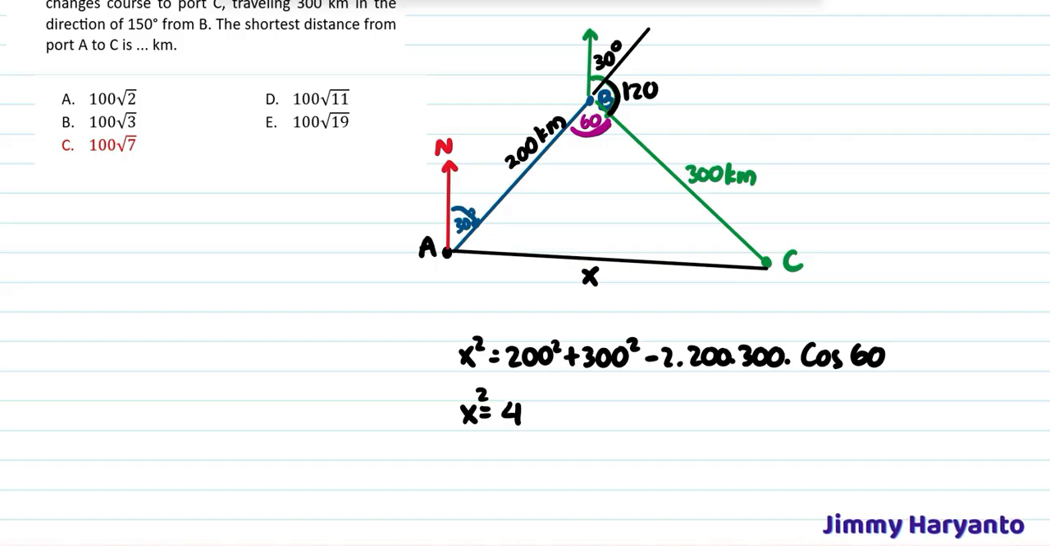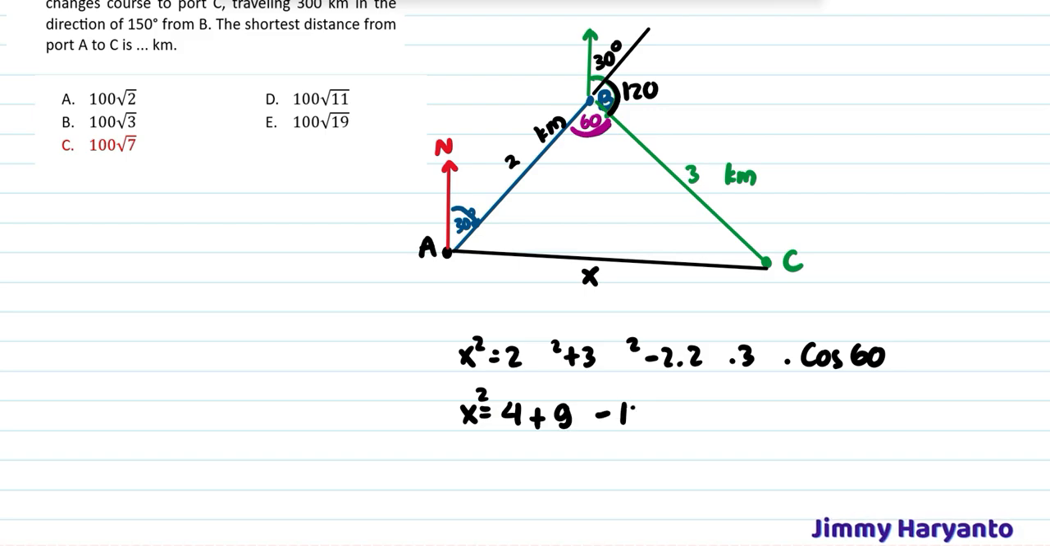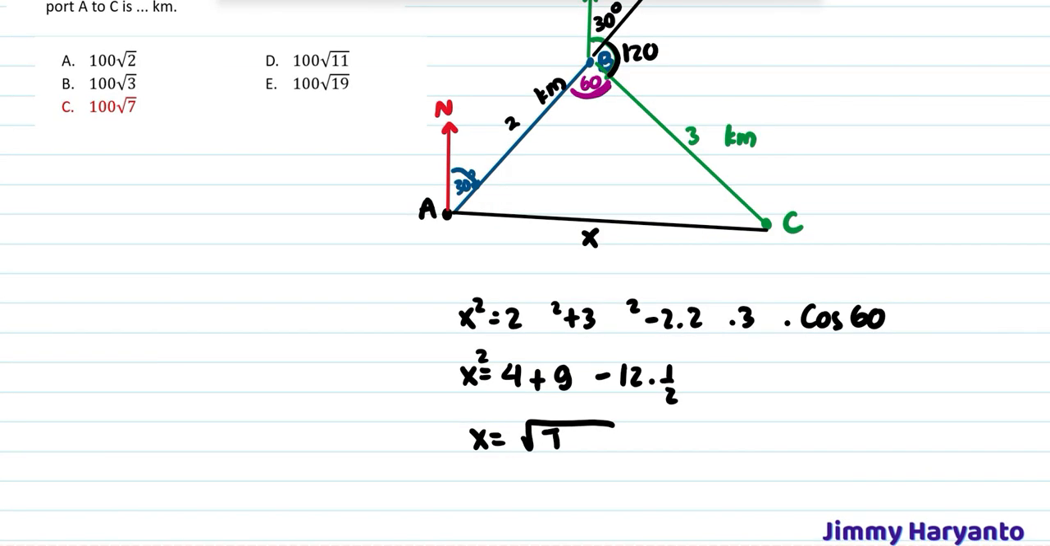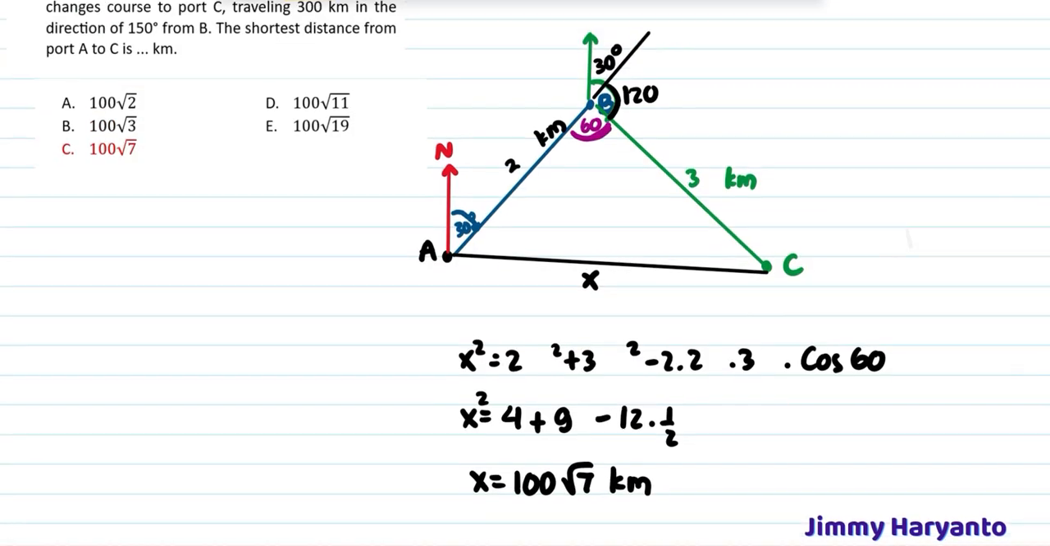Okay, and then we only have to calculate. Okay, I have an idea for this one. Let's pretend that this one is not 200 and 300, but 2 and 3 first, because it will be easier to calculate. 4 plus 9 minus 12 times cos 60 is half. So x equals to square root of 13 minus 6 equals to 7. Then don't forget that we erased the 0 before. That means we add the 0 right there. Yeah, of course you cannot do it like that. You have to write it as 100 square root of 7 kilometers.